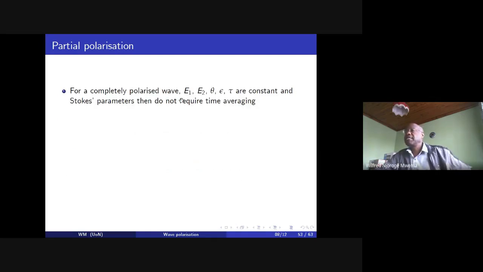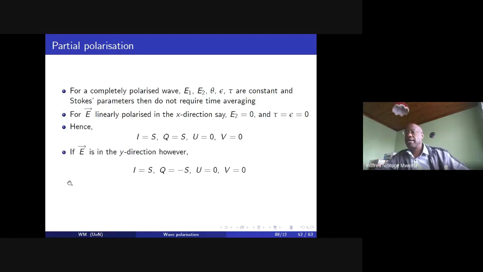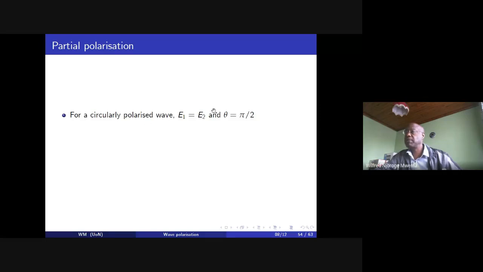For a completely polarized wave, E1, E2, theta, epsilon, and tau are constant, and the Stokes parameters will not require that we do a time averaging. For E linearly polarized in the x direction, say, E2 is equal to 0, and tau and epsilon are all 0. Therefore I is equal to S, Q is equal to S, U is equal to 0, and V is equal to 0. If E is in the y direction, we have the opposite, that is Q is minus S. And for circularly polarized waves, E1 and E2 are equal, and theta is equal to pi by 2.